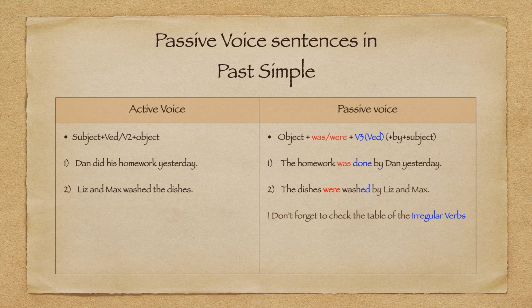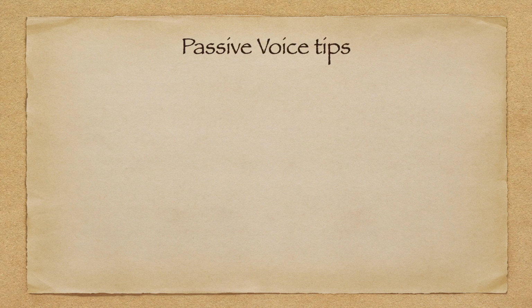And in the second sentence, wash is a regular verb. So all we need to do is add ed. Do not forget to check the table of the irregular verbs if you are not sure if the verb is regular or irregular. All right, here come the passive voice tips. Tip number 1, don't forget the extra be. No extra be, no passive voice.